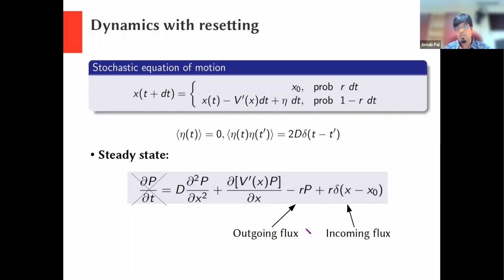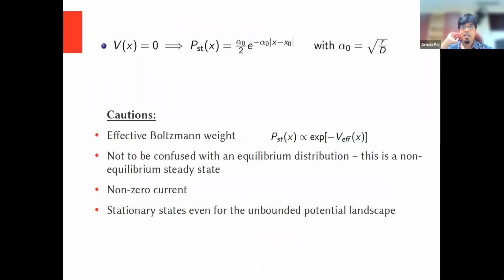Just note that this equation basically conserves probability. There is no sinking of the probability anywhere. And if you're looking at a very large time, we can just kill the left-hand side, and whatever solution we get should give us basically the steady state. Okay.